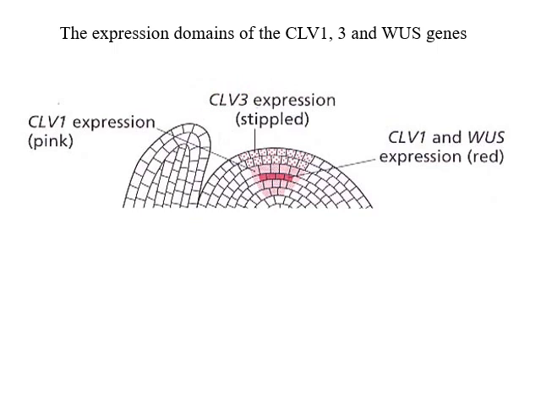Clavata 3 is expressed in the upper part here, the L1 and L2 layer. Clavata 1 is the pink expression in a fairly large region here, whereas Wuschel is expressed in the red, a very small region down here.